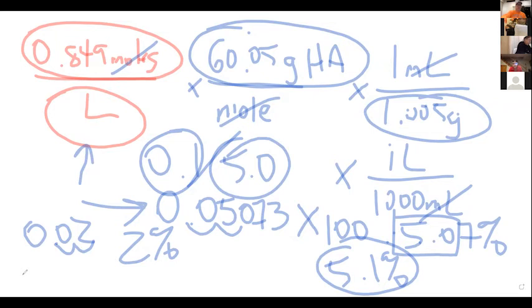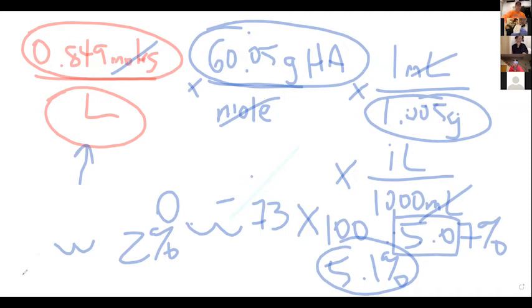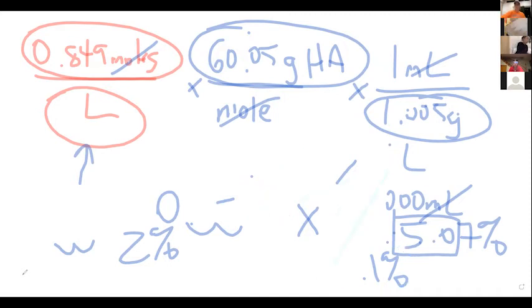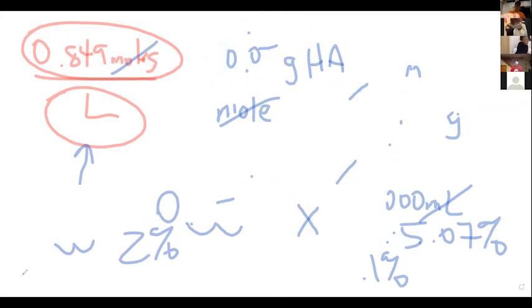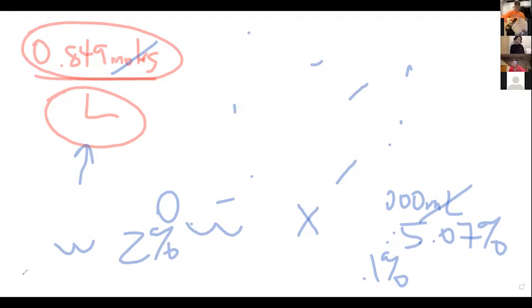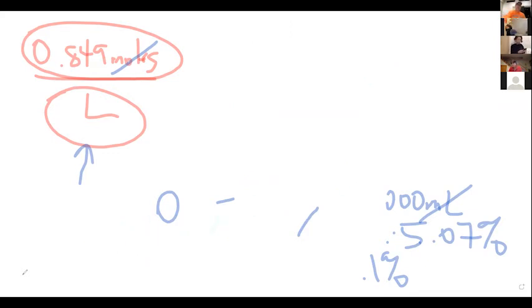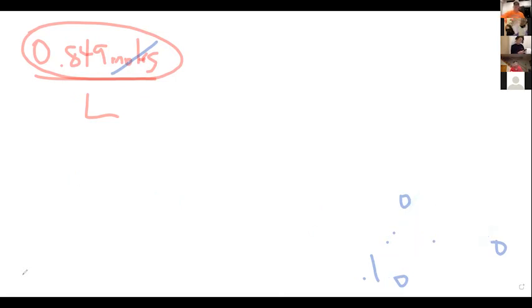Let me clear some of this up. This is molar mass. So 60.05 grams is the molar mass. I think it is. Is that right? Because I haven't got it open in front of me. I think it is, but I can't remember precisely. It's around 60.